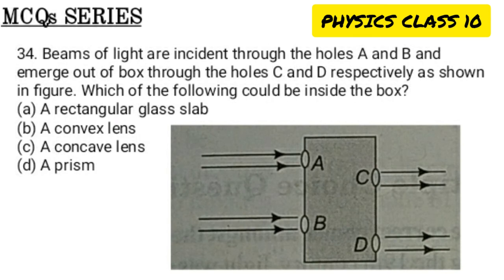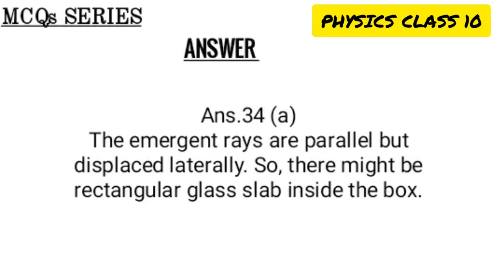Now question 34. Beams of light are incident through the holes A and B and emerge out of the box through the holes C and D respectively as shown in the figure. Which of the following could be inside the box? A rectangular glass slab, a convex lens, a concave lens, a prism. And option A is correct.